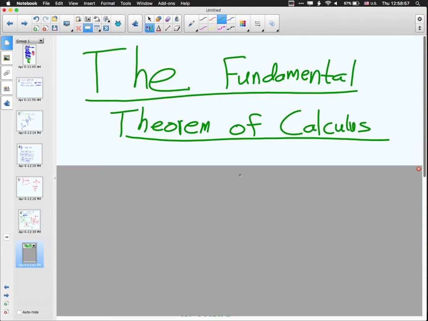The fundamental theorem of calculus takes two completely different ideas and joins them together. Obviously, there are some reasons why they're joined together, but just thinking about them initially, there's no reason to think why they would go together.